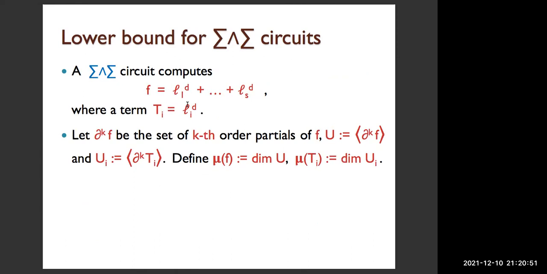So depth 3 powering circuit looks like this, and the lower bound for depth 3 powering circuit defines this notation. This partial k means the kth order derivatives of f, right? And let U be the space spanned by the kth order partials of f, and Ui be the space spanned by the kth order partials of the terms. And mu of f is defined as the dimension of U. So this is the vector space that we were alluding to in the last slide.